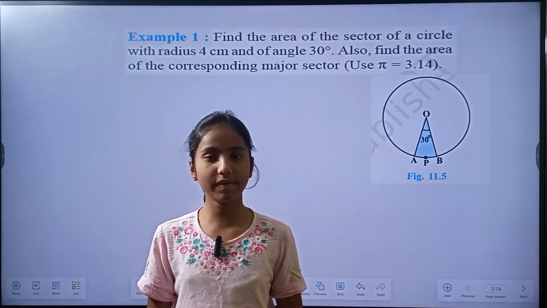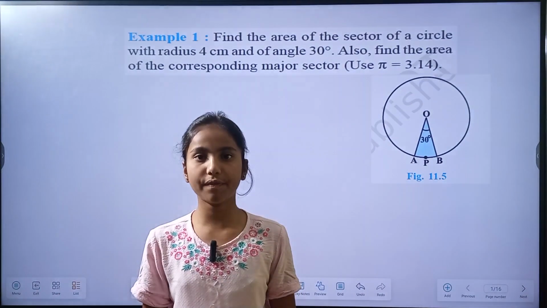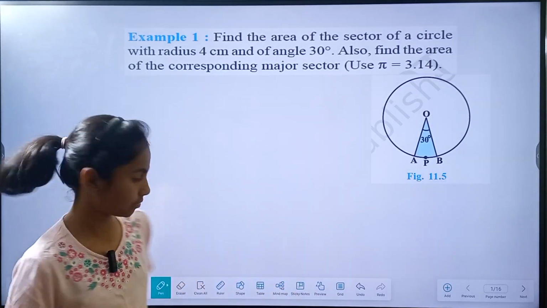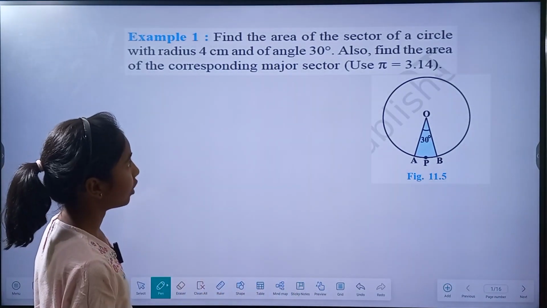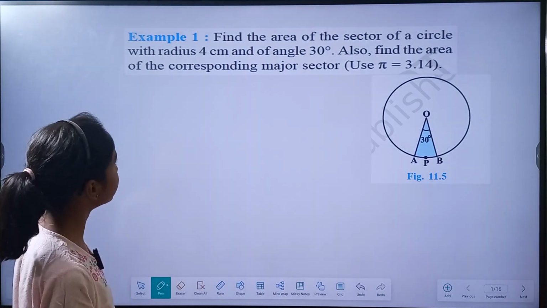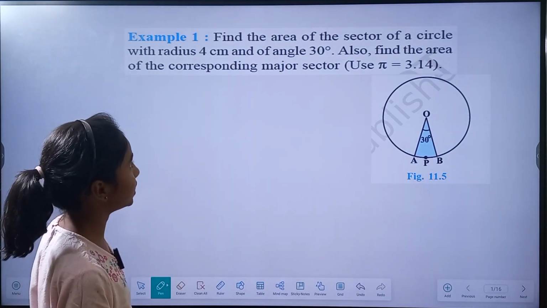In this session, we will do chapter 11 of NCERT class 10. Find the area of the sector of a circle with radius 4 cm and of angle 30 degrees.